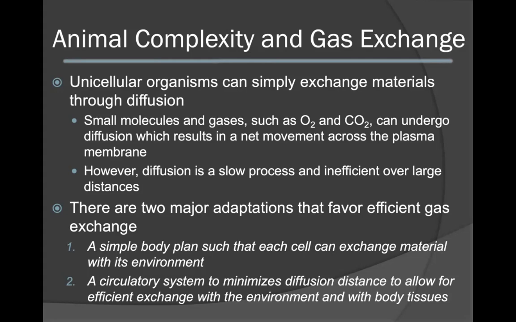One involves having a simple body plan. By having a simple body plan, this ensures that each cell that makes up that organism can exchange material with its environment. Another major adaptation is that a circulatory system will help to minimize diffusion distance. This will allow for efficient exchange with the organism, the environment, and the body tissues.